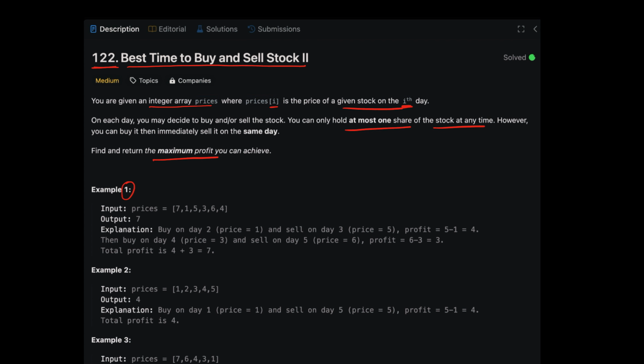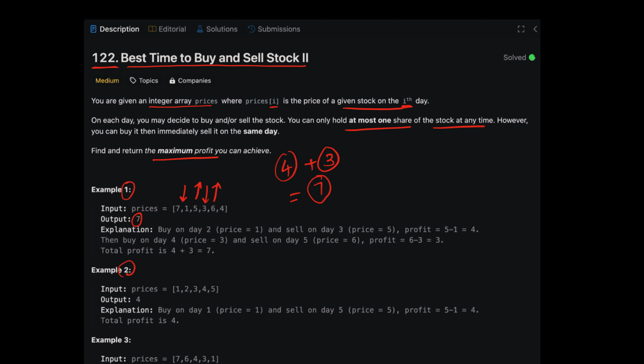In example number 1, the maximum profit that we can make is 7. One transaction is to buy on day 2 for value 1 and then sell it on day 3 for value 5, giving us a profit of 4. And the next transaction is to buy on day 4 for value 3 and sell it for 6, which will result in a profit of 3, totaling the profit to 7.